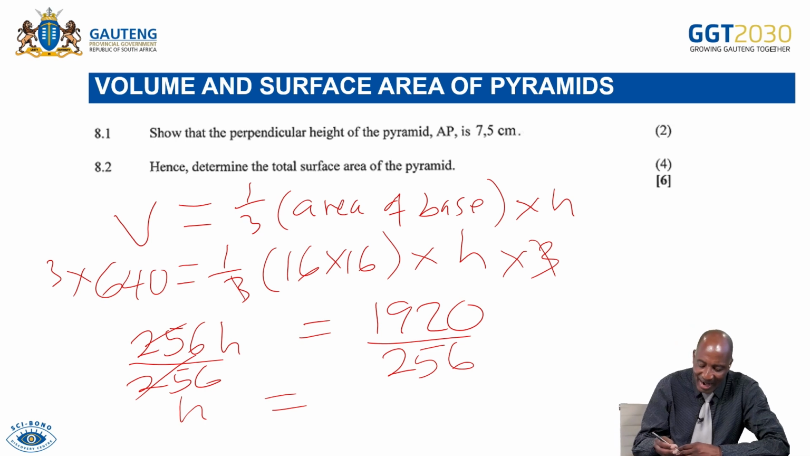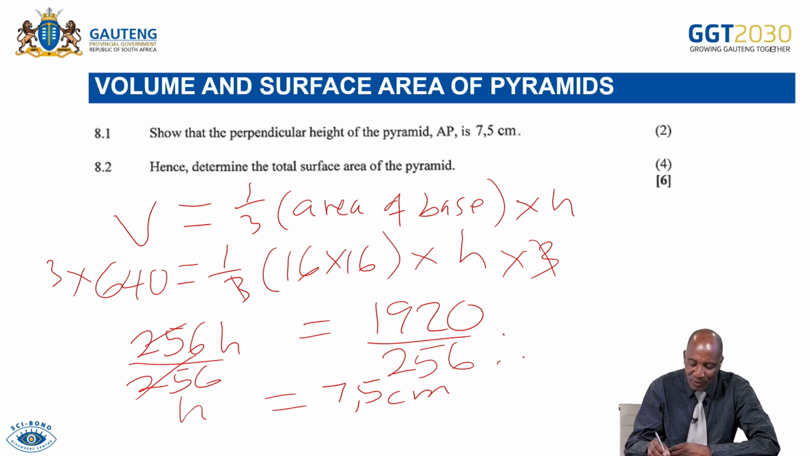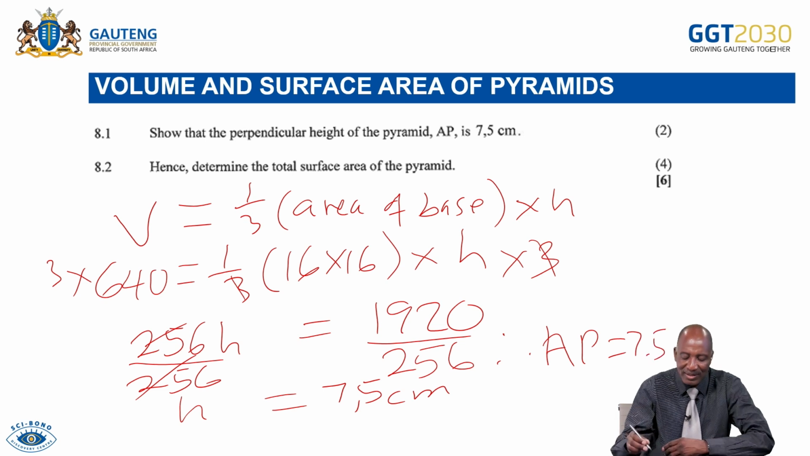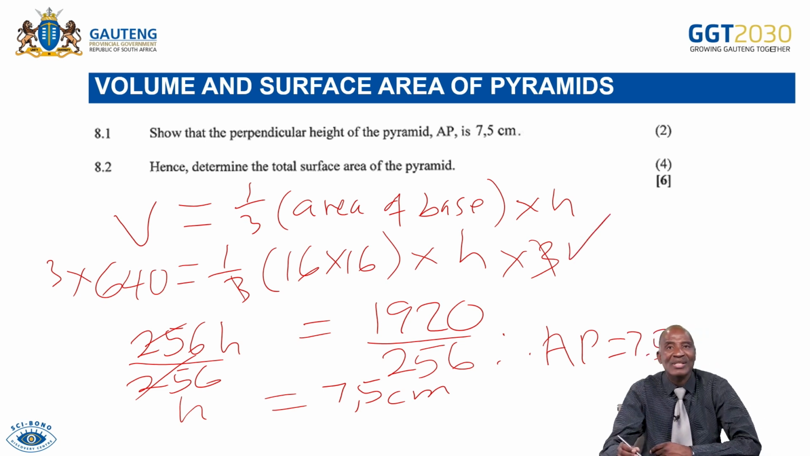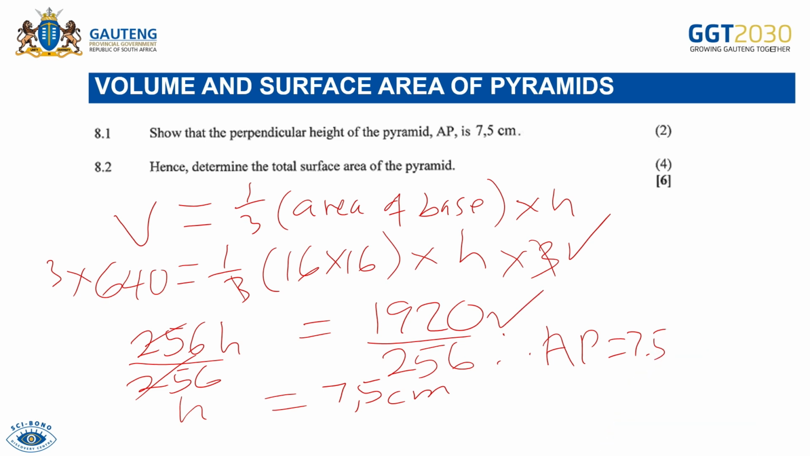So it means my height is 7,5. Then I bring my units, centimeters. Therefore, according to the question, that height AP is equal to 7,5. They will give you a mark for substituting into the correct formula, then a mark for simplification. They can't give you a mark for 7.5 because it was given. So that's how you could have proven that AP is 7,5 centimeters.